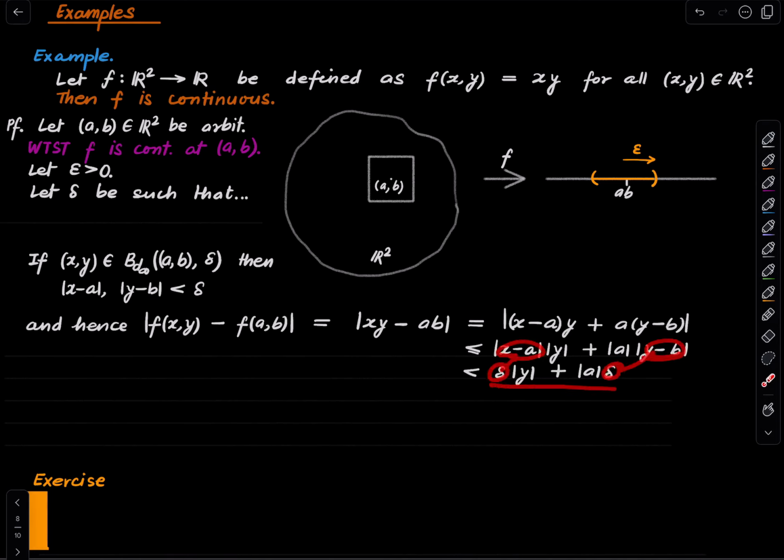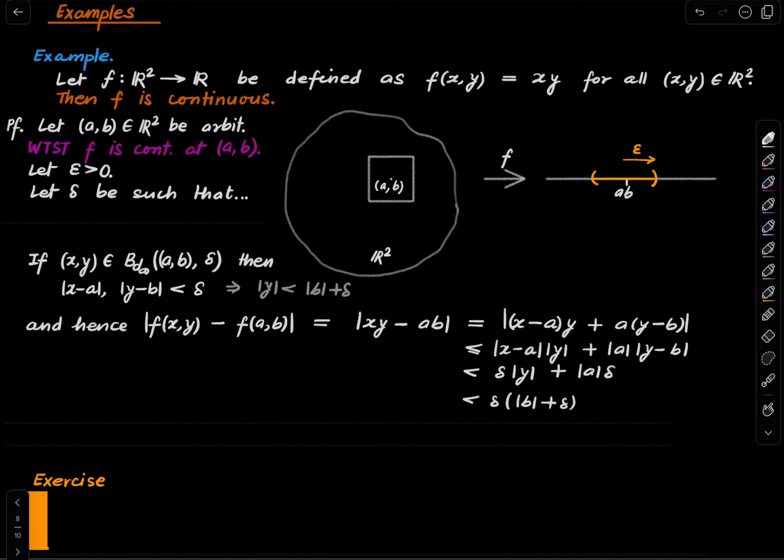So we have that, but since we have this inequality, this also implies that |y| is less than |b| plus delta. This is another application of the triangle inequality. So we'll employ that here to write, which is equal to delta(|a| + |b|) plus delta squared.